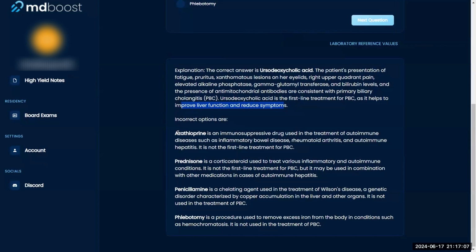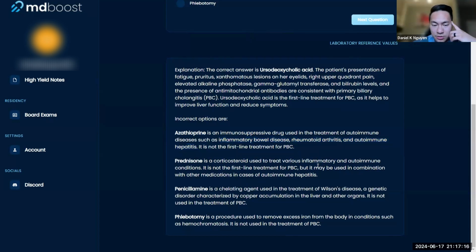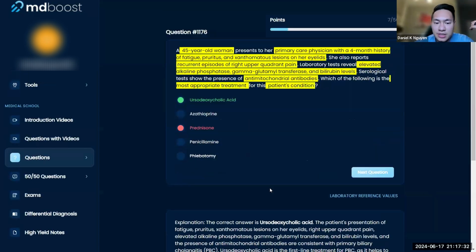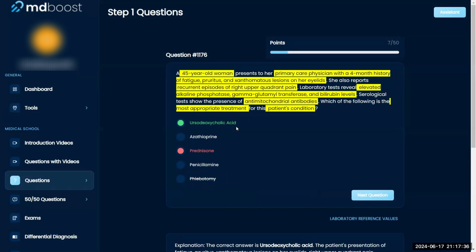Azathioprine is an immunosuppressant, used in inflammatory bowel disease, rheumatoid arthritis, autoimmune hepatitis. It doesn't really help with PBC. Prednisone is used in inflammatory autoimmune conditions, but it's not first line. Maybe in combination for autoimmune hepatitis. Penicillamine is for Wilson's disease, which is copper accumulation, so it helps with that. Phlebotomy, like you said, is for hemochromatosis. So the best answer here is going to be ursodeoxycholic acid, the first one.